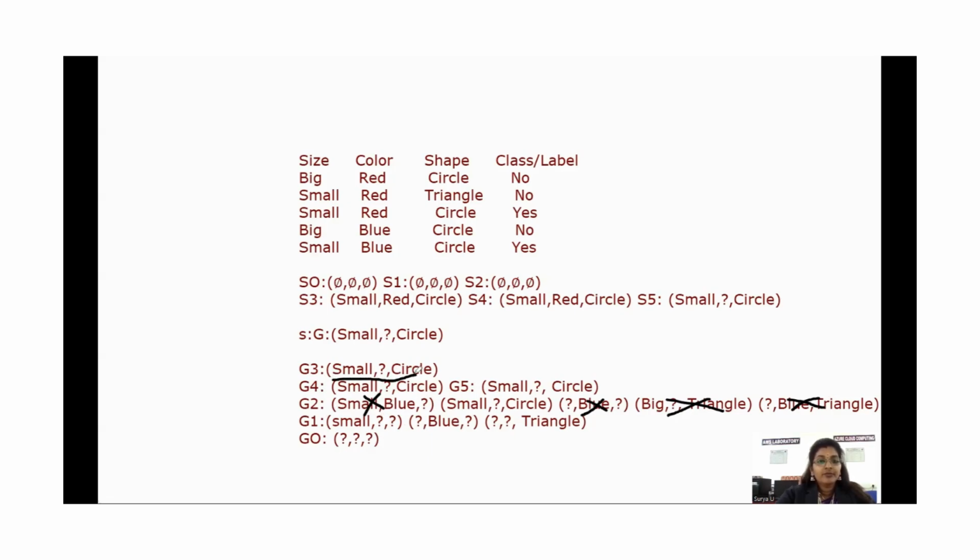Parallelly, you have to complete your S3. In this case, your possibility is yes, right? So change the null value and write whatever values are available as they are. So small comma, red comma, circle. Here I have changed it and written small comma, red comma, circle. Okay. Now this is over.